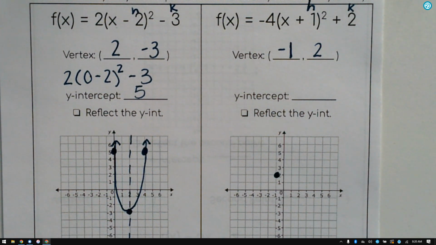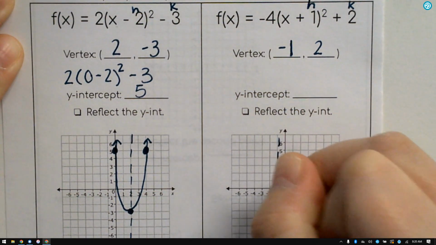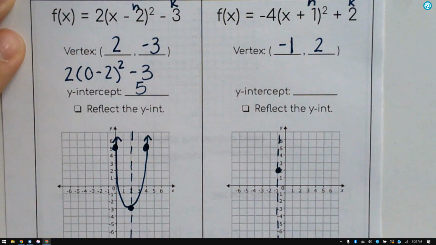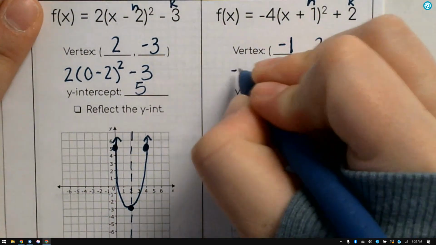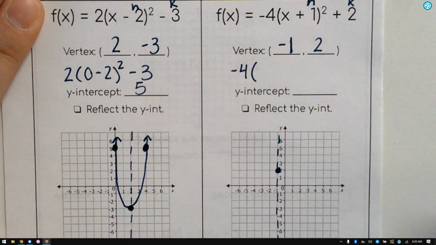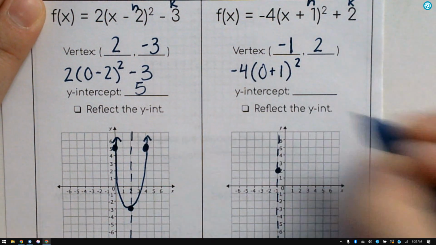When I graph my vertex, I also want to graph my axis of symmetry. I'm going to draw a dashed line through there. Okay. And then we are ready to find our y-intercept. So to find our y-intercept, we are going to plug in 0 for x. That's going to be -4 times, in parentheses, 0 plus 1 squared plus 2.